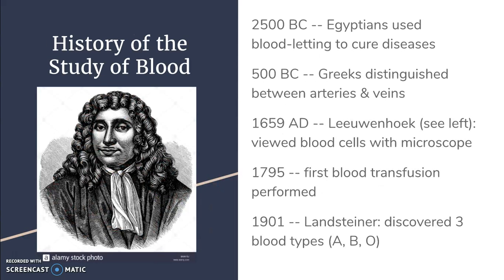A little bit of the history. Way back when, Egyptians used bloodletting, or releasing blood, to cure a lot of diseases, is what they thought. Then back in 500 BC, the Greeks distinguished between arteries and veins, so they understood that they had two different jobs. In 1659, Leeuwenhoek, which is a name that should be familiar from biology and potentially anatomy as well, viewed blood cells with a microscope. 1795 was the first blood transfusion. 1901, we had the three blood types discovered by someone named Landsteiner. And those three blood types, or blood categories, I suppose, are A, B, and O.